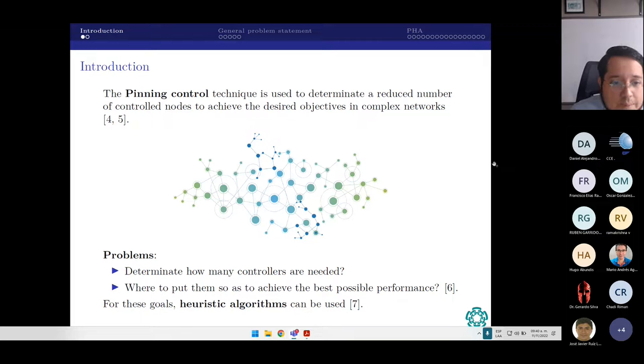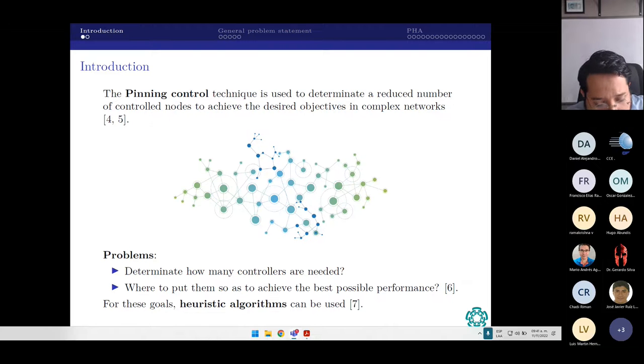The pinning control technique is used to determine a reduced number of control nodes to achieve the desired objectives in complex networks. In the last decade, the study of complex network properties has rapidly increased. The interest in this topic is because networks appear everywhere in nature and in society. They are part of our daily life and are present in different kinds of systems. But the control with this technique implies two problems. The first one is determining how many controls are needed. And the second one is where to put them to achieve the best possible performance. For these goals, heuristic algorithms can be used.